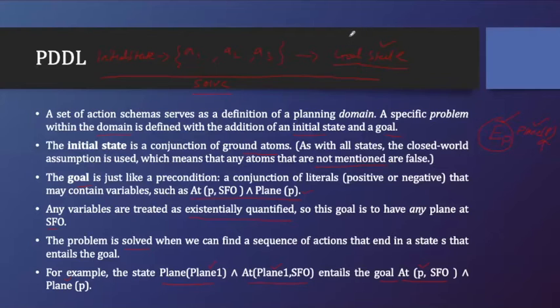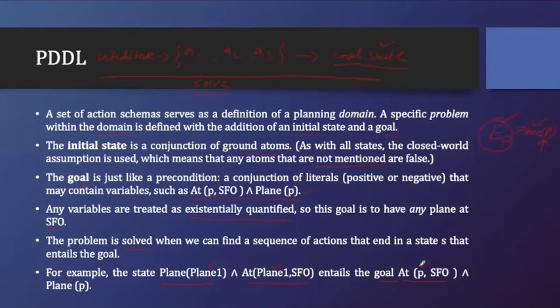The goal says that any plane should be at San Francisco airport, and that P should be a plane. So if I write that plane 1 is in San Francisco and plane 1 is a plane, definitely my goal will be achieved.